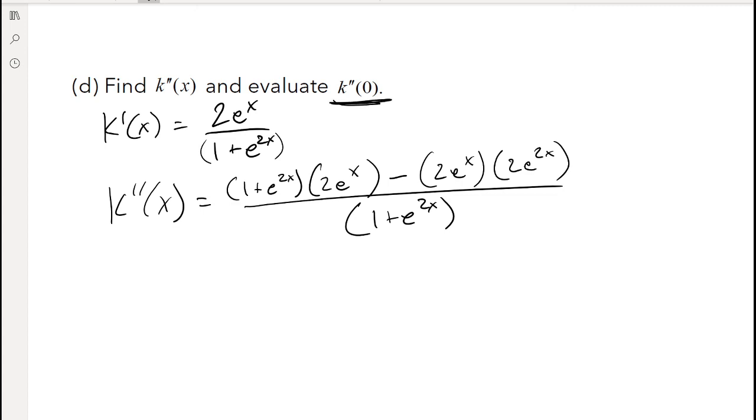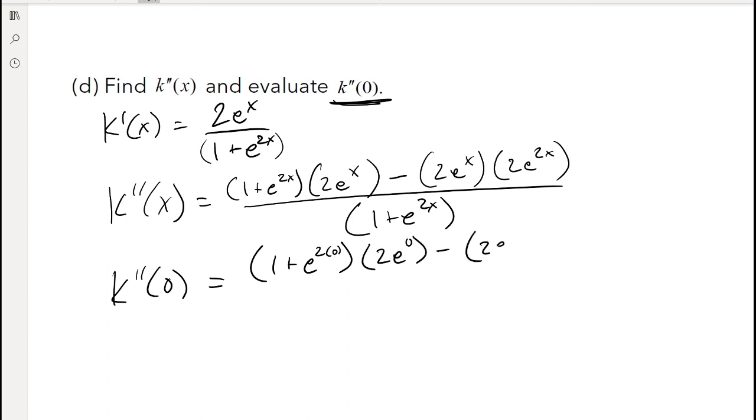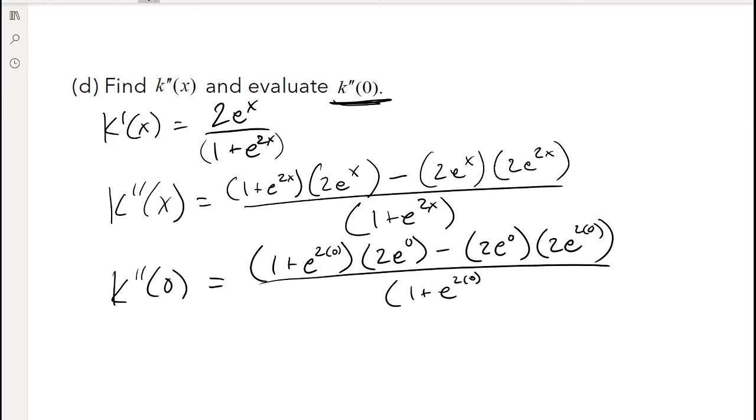Last part is to evaluate this at 0. All we've got to do now is just plug in 0 for x. So I'm going to go ahead and do that. This is going to be 1 plus e to the 2 times 0, times 2 times e to the 0, minus 2 times e to the 0 times 2 times e to the 2 times 0, all over 1 plus e to the 2 times 0, right?